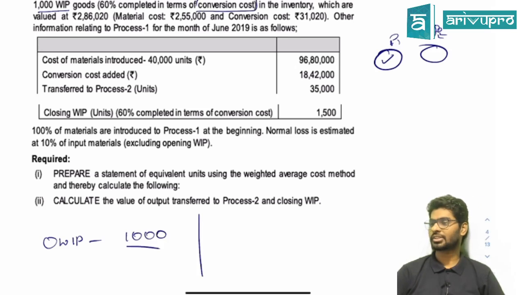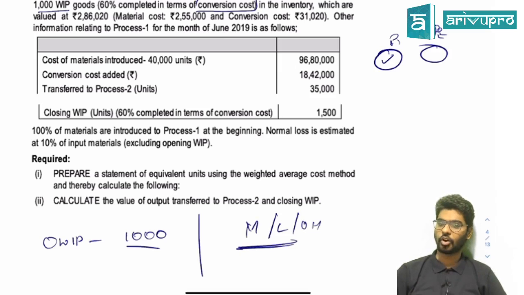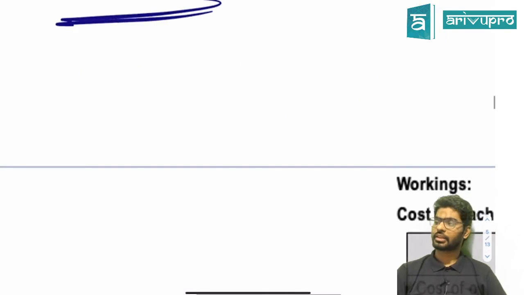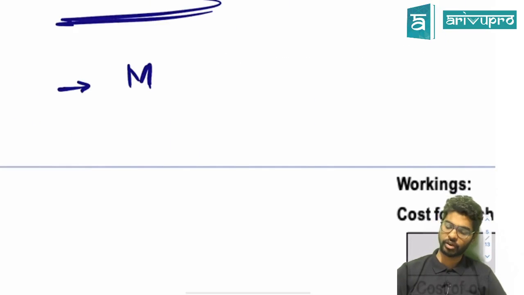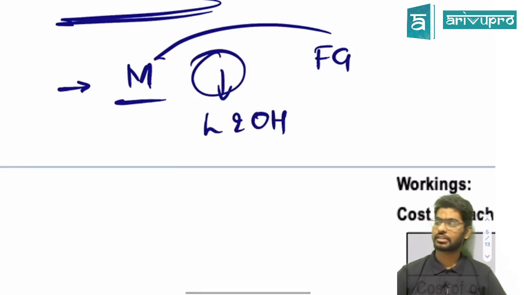What is conversion cost? Is it material, labor and overheads? Conversion cost basically is the cost of converting material into finished goods. So conversion cost basically includes your labor and overheads. Are you clear?